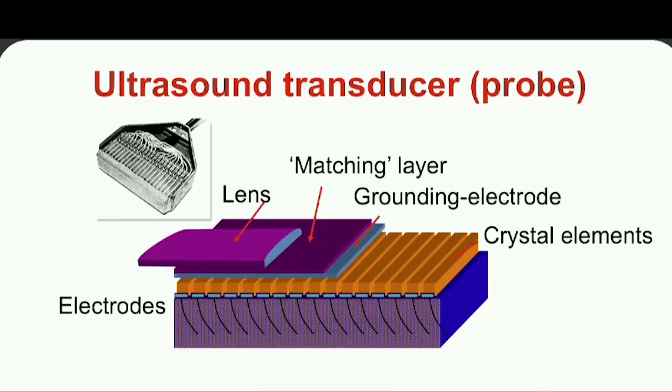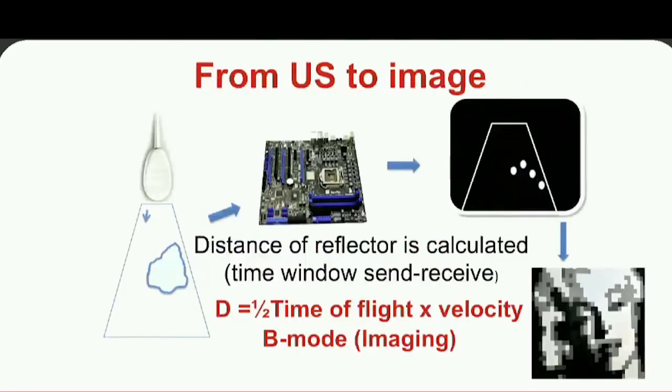Here the ultrasound transducer has become a little more sophisticated, where you can see a number of crystals. The piezoelectric crystals are arranged in an array fashion. There is also a grounding electrode, a matching layer, and a lens. The transducer is made up of all these elements put together. The matching layer helps prevent reflections, and the lens helps focus the ultrasound beam to a specific area.